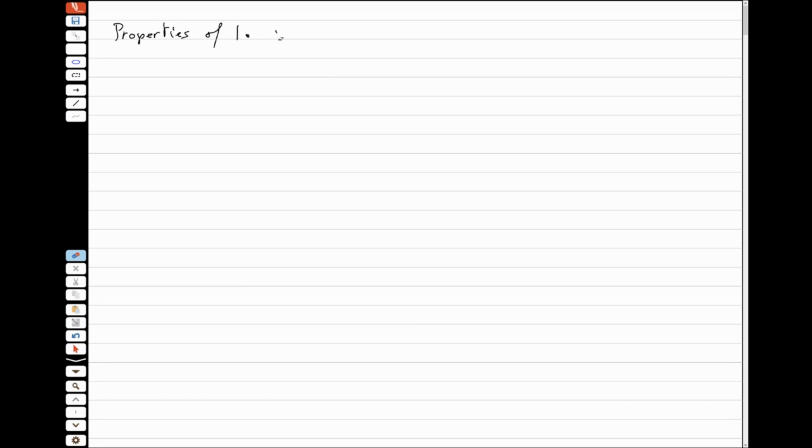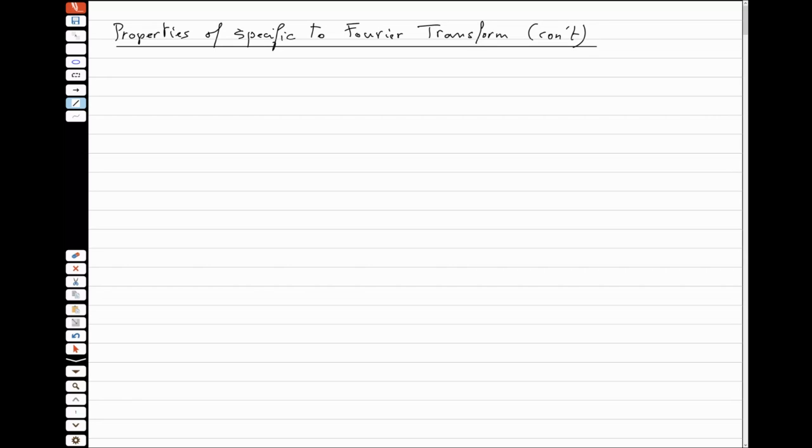Specific to Fourier transform. So today I'm going to finish this with some more important properties, which is as follows.